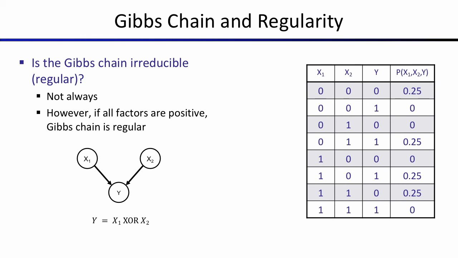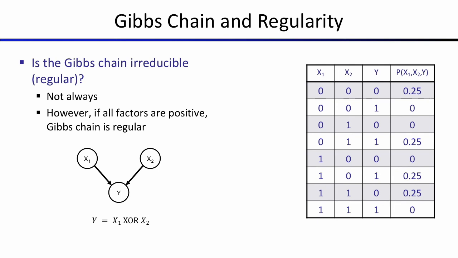So one important question is, is the Gibbs chain irreducible? Is it a regular chain? Because if it is a regular chain, it's guaranteed that it's going to have just one stationary distribution. That's going to be the distribution specified by the Bayesian or the Markov network. And the answer is not always, but actually we have a guarantee if the factors are all positive. So in this case, it's guaranteed that the Gibbs chain is going to be regular.